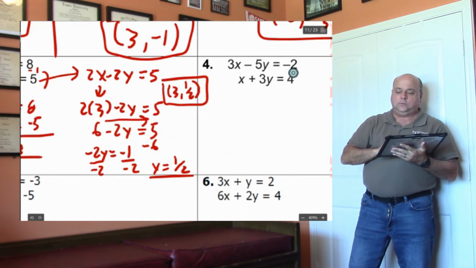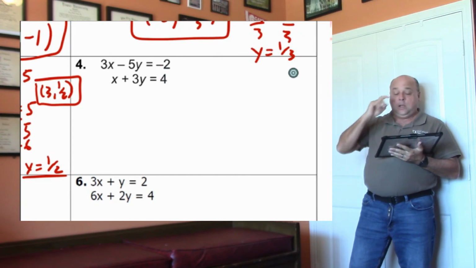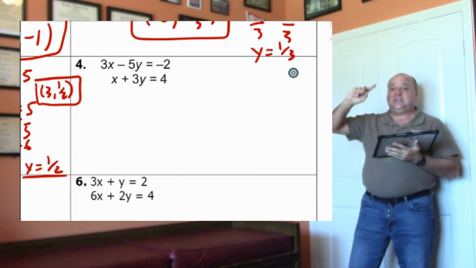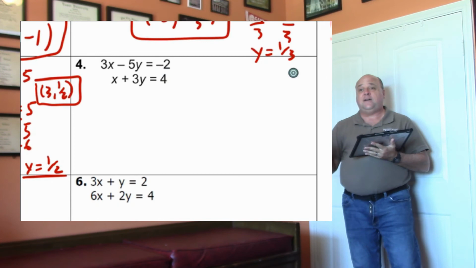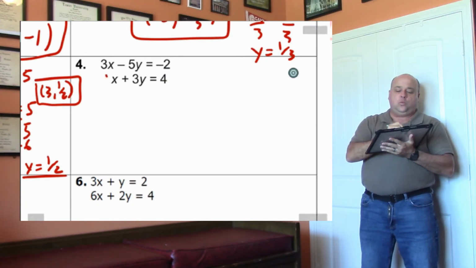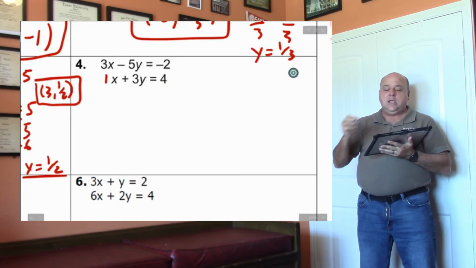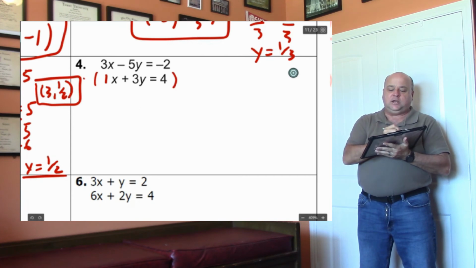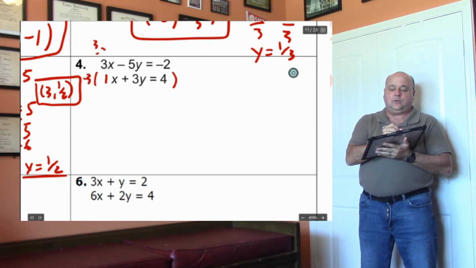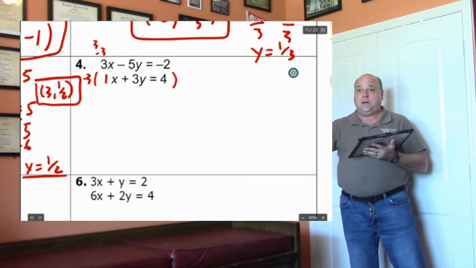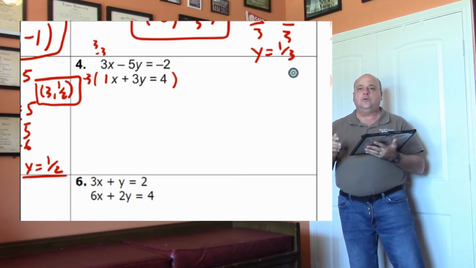Let's go to number 4. On number 4, notice that the y's are opposite signs, but 3 does not go into 5. But this 1 does go into the 3. So if I multiply the bottom equation by -3, I'm going to have a 3 and a -3 on it. So pause the video, see if you can go through and do the work.